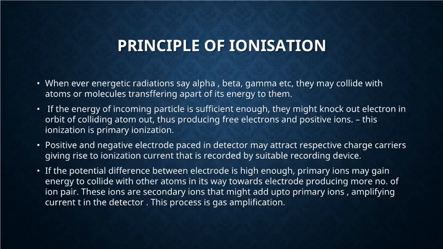These primary ions will move towards the positive and negative electrodes in the detector. That is, the free electron will move towards the positive electrode while the positive ions move towards the negative electrode, resulting in an ionization current through the external circuit, which is recorded using a suitable device. Now if the potential difference between the electrodes is high enough, primary ions may gain energy to collide with other atoms on their way towards the electrode, producing more ion pairs. These are secondary ions that add up to the primary ions, amplifying the current in the detector. This process is gas amplification.